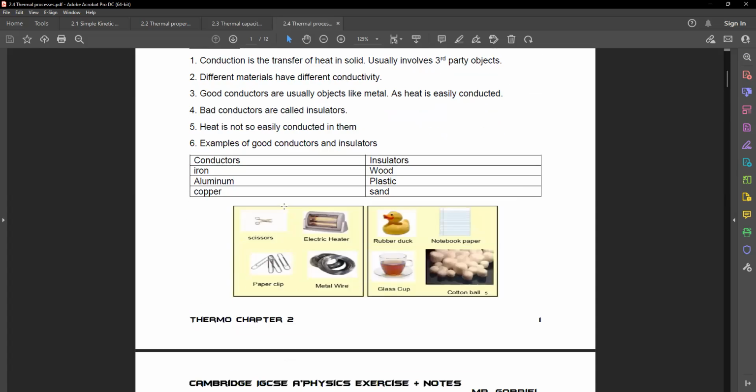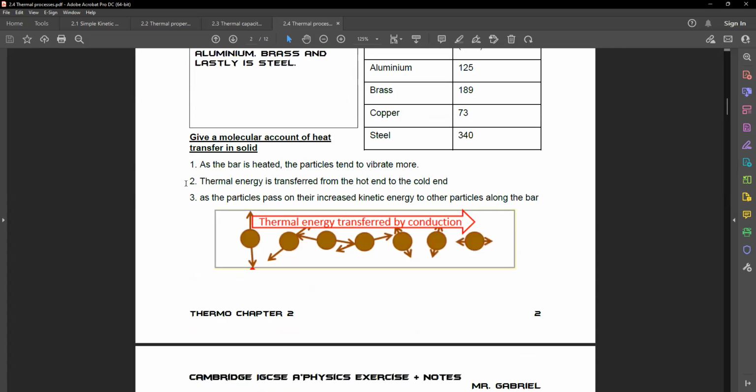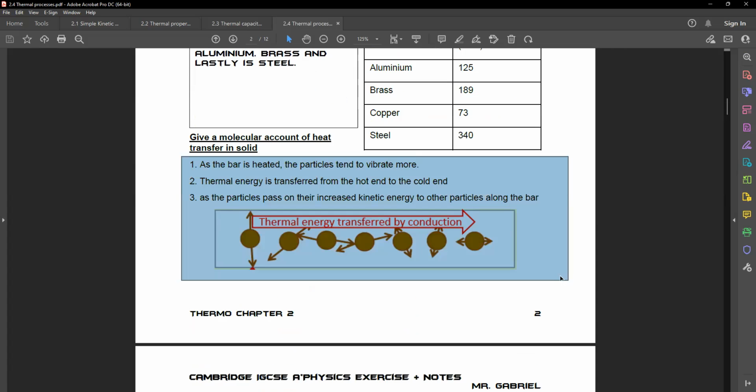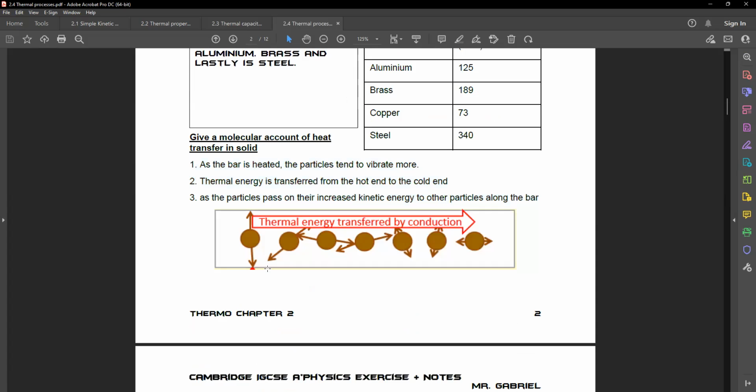Conduction wise, usually if they ask you about anything about conduction, they'll ask you to explain it in terms of the molecular account. If it's the molecular account, you just have to say, this particle gains energy, vibrate, and pass on energy to adjacent molecule, vibrate, pass energy, vibrate, pass energy. This also explains why the heat always travels from hot to cold, right? Because they need to slowly pass on energy from the hotter region to the colder region here.